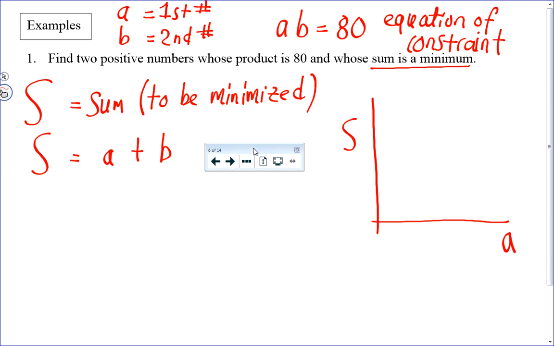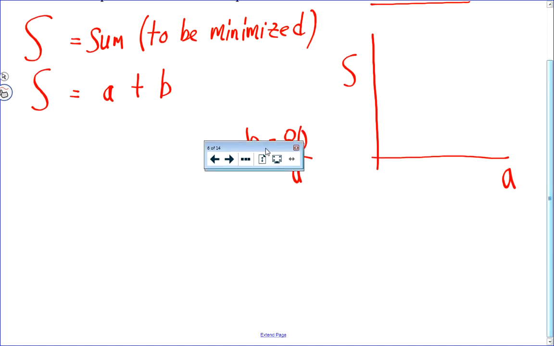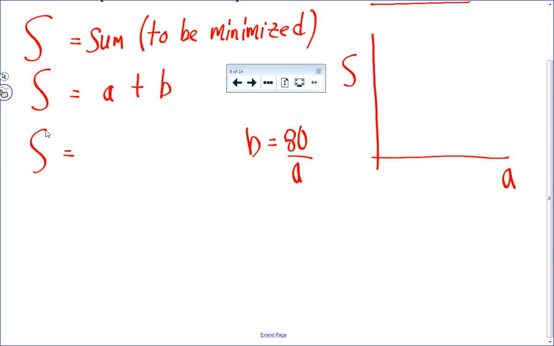So we need to get rid of one of these variables, and that is what the equation of constraint is used for. The equation of constraint is typically used to eliminate one of the variables. So if we take that equation and we rearrange it for B, we get 80 over A, and we can put that in for B in our function. And that gives us S equals A plus 80 over A. And that is the function that this graph is in reference to.